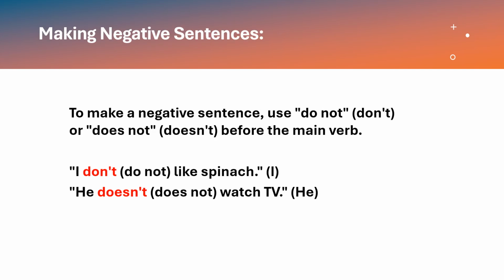How to make negative sentences? To make a negative sentence, use do not or don't or does not or doesn't before the main verb. I do not like spinach. As the subject is I, we are using do not in this example, and he does not watch TV. Here the subject is he, so we are using does not in this sentence.